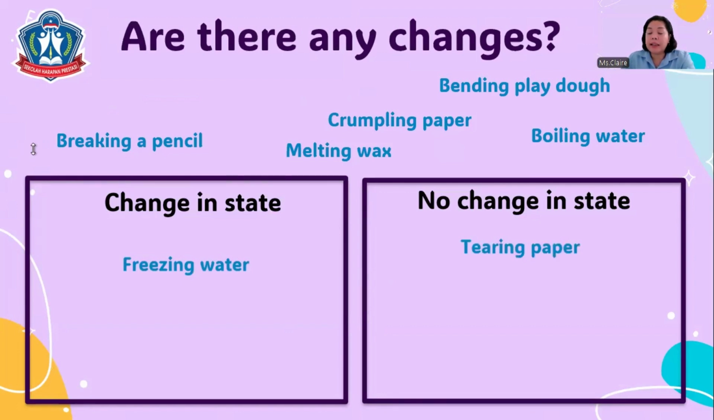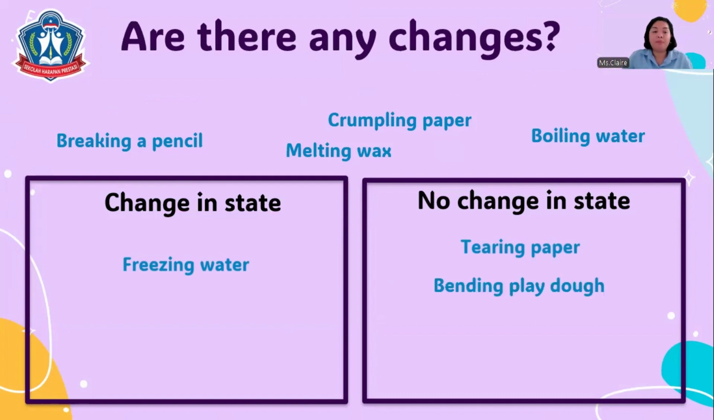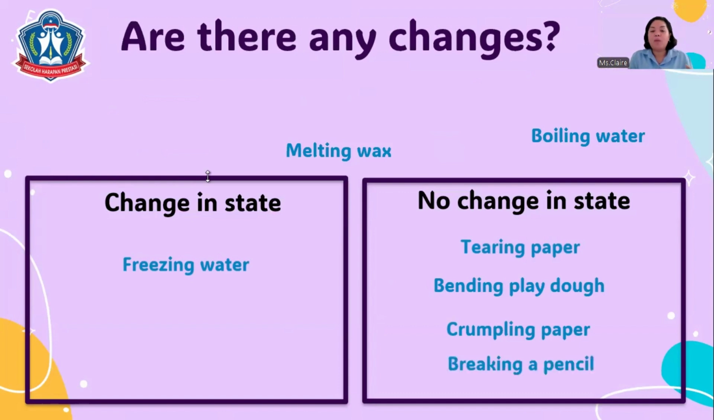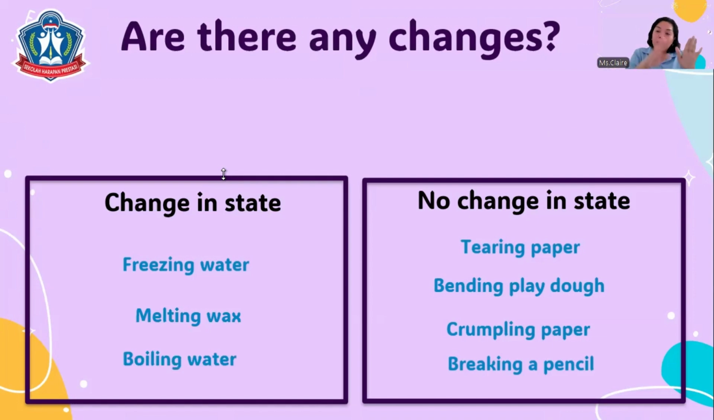No change in state: tearing a paper. When you rip a paper, there's no change in state. Bending Play-Doh. How about crumpling paper? When you crumple a paper, that is still a paper. When you break a pencil, that is still a pencil. It does not become a liquid or solid. But when you melt wax or boil water, a solid becomes liquid, a liquid becomes gas. So there is a change in state for that.